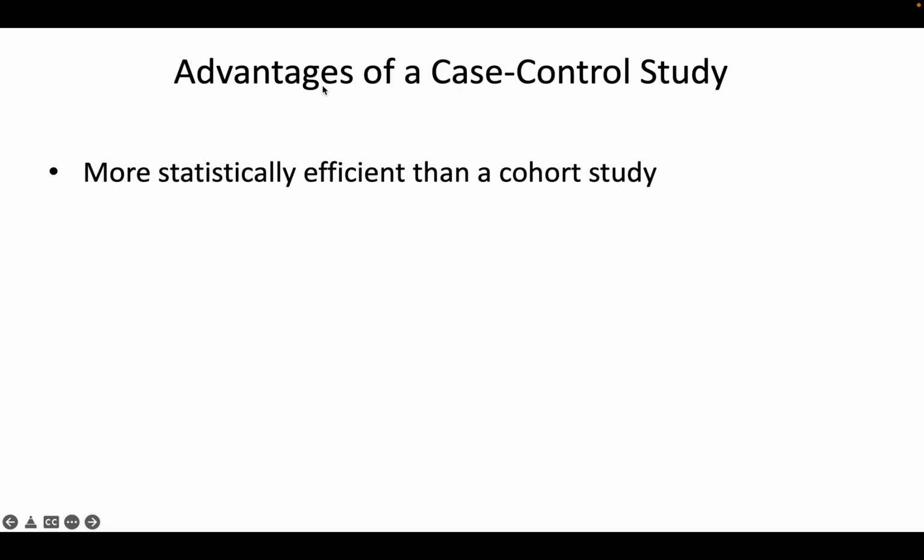So some advantages of a case control study is that it's more statistically efficient. That's related to the concept I was just talking about, power. When something's more statistically efficient than something else, it basically means that it is equally capable of finding the answer, but with a fewer number of people in the study. So if a case control and a cohort study are both trying to answer the same question, case control can come to the same answer with the same confidence in that answer, but with fewer people.